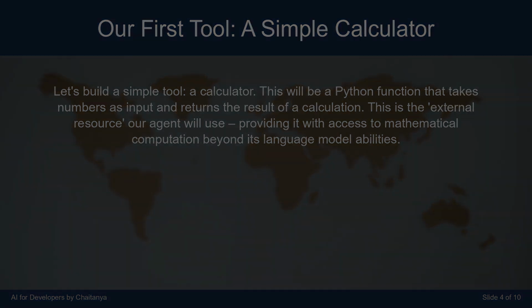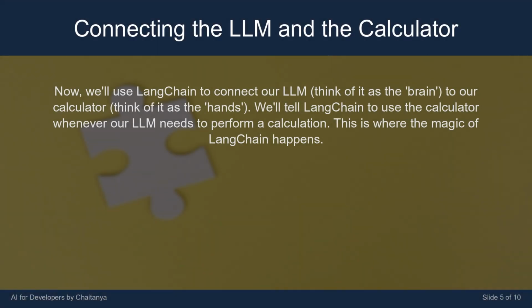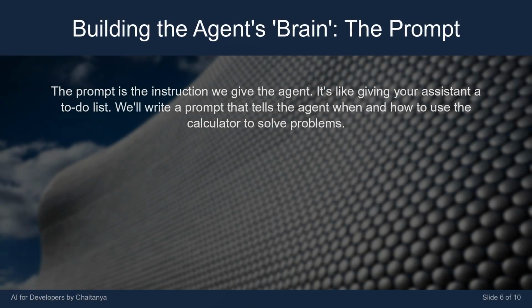Now, we'll use LangChain to connect our LLM. Think of it as the hands. We'll tell LangChain to use the calculator whenever our LLM needs to perform a calculation. This is where the magic of LangChain happens. The prompt is the instruction we give the agent. It's like giving your assistant a to-do list. We'll write a prompt that tells the agent when and how to use the calculator to solve problems.